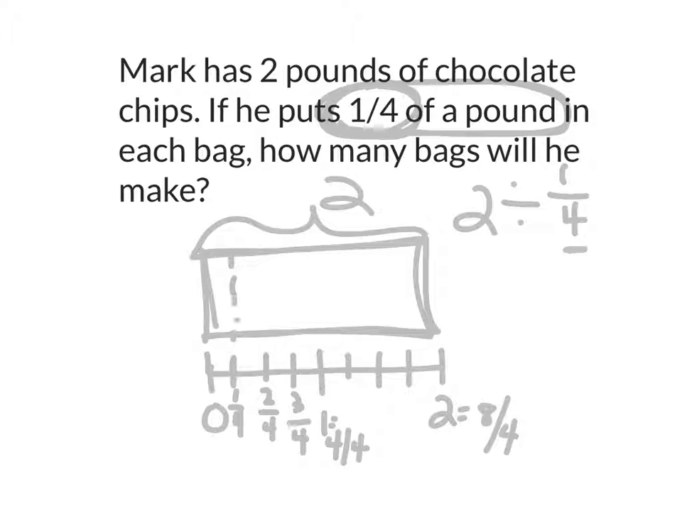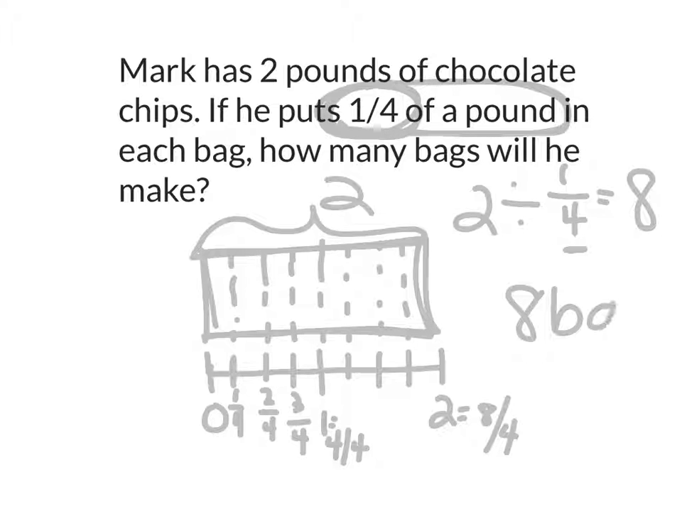Again, if we do our little dotted lines to break up our tape diagram, we can see that that tape diagram is going to break up into 8 pieces. 2 pounds of chocolate chips. Putting 1/4 of a pound of chocolate chips in each bag will make 8 bags.